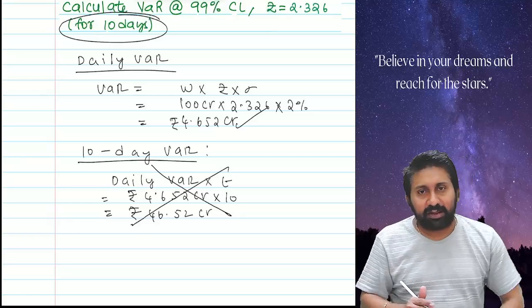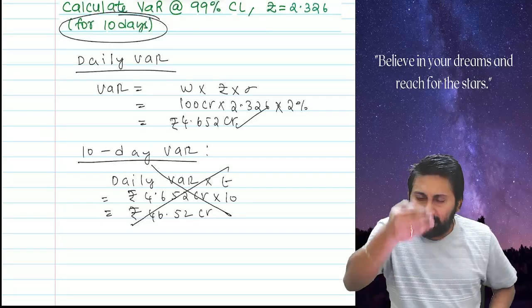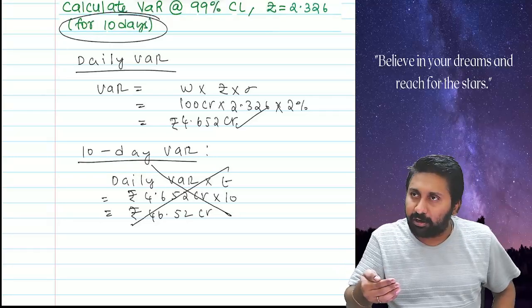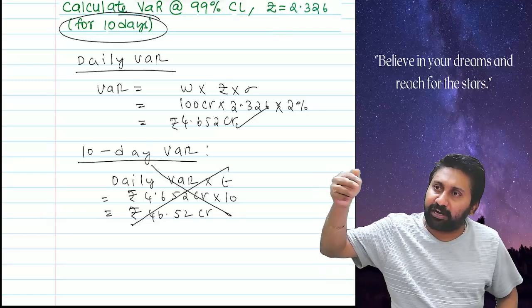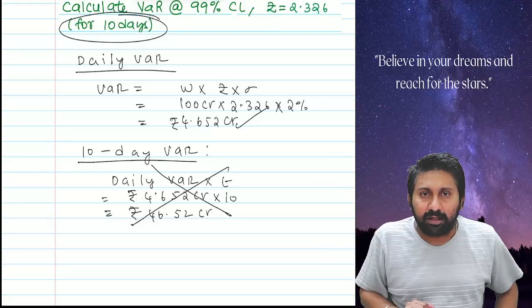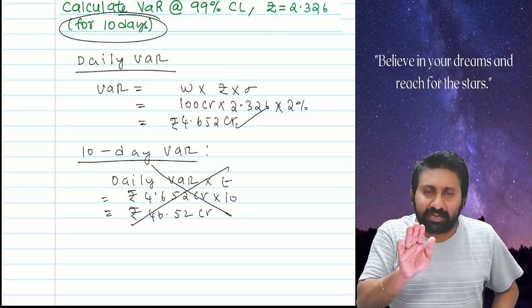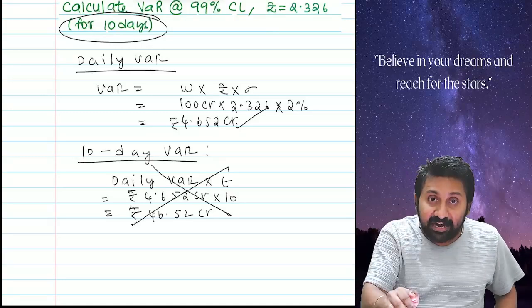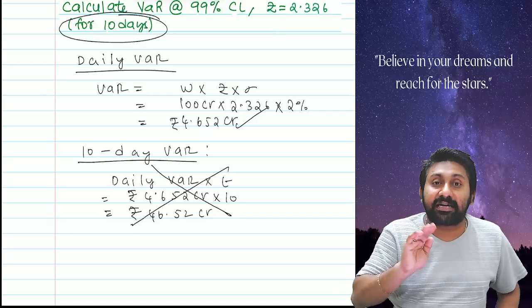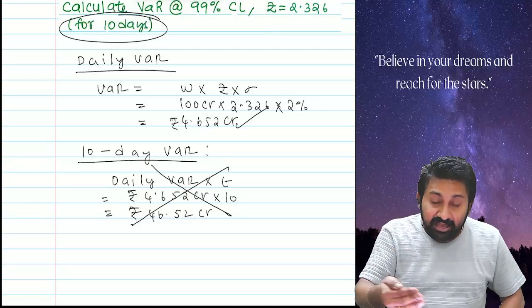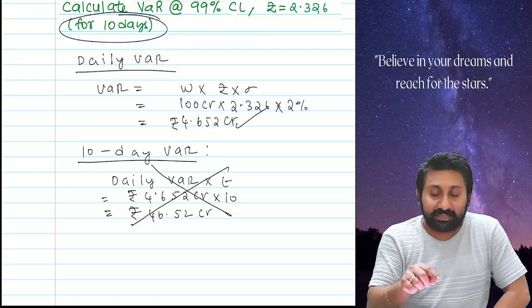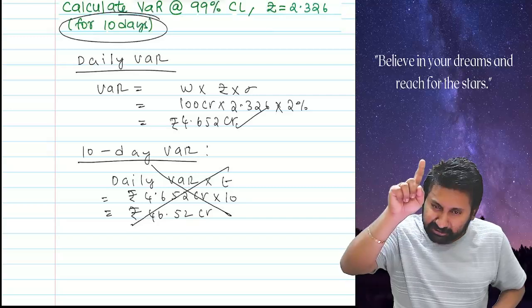When you take Nifty, today it will rise, tomorrow it will fall. Day after tomorrow it will rise again, and one day it will fall. That means every day you will not get a loss. We are telling that there is a chance that the next day it can fall up to 4.652 crores maximum.